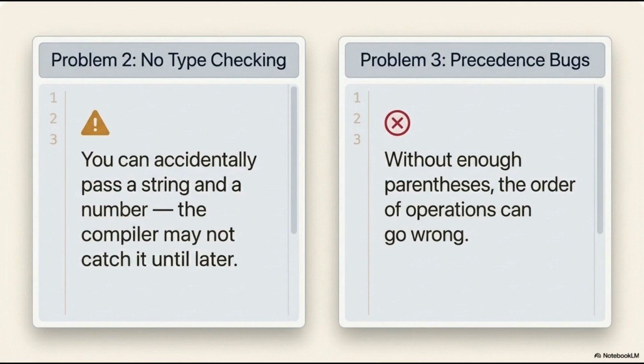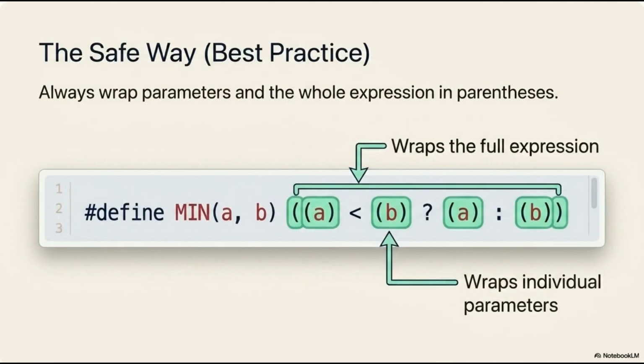So how do we fix this? Luckily, you don't have to ditch macros entirely. Your ultimate defense mechanism is strategically layering your parentheses. Look at this example. By carefully wrapping both the individual parameters, the a and b you see inside, and the entire expression itself in outer parentheses, you essentially put a lock on the precedence order. Now the robot can't accidentally break your math. Seriously, if you take away just one golden rule from this entire explainer, let it be this exact sentence. Always wrap parameters and the whole expression in parentheses. Write it on a sticky note, stick it to your monitor. It will literally save you hours of agonizing debugging.